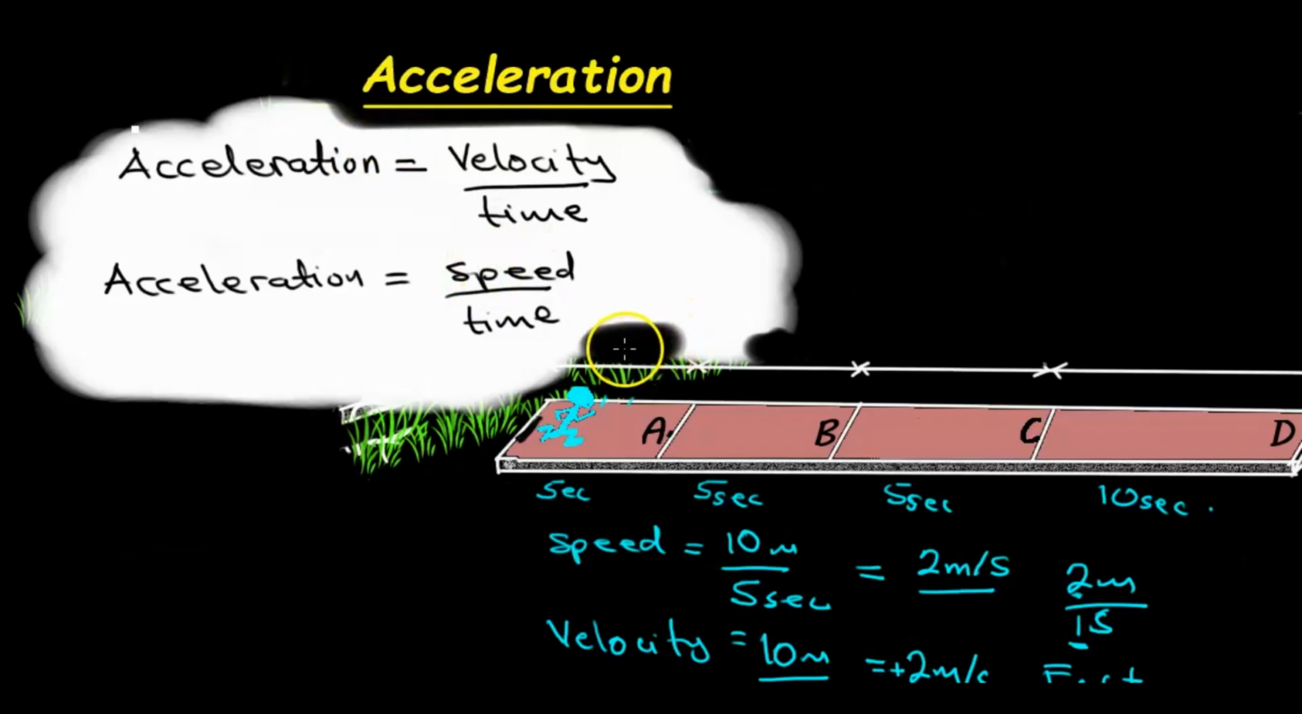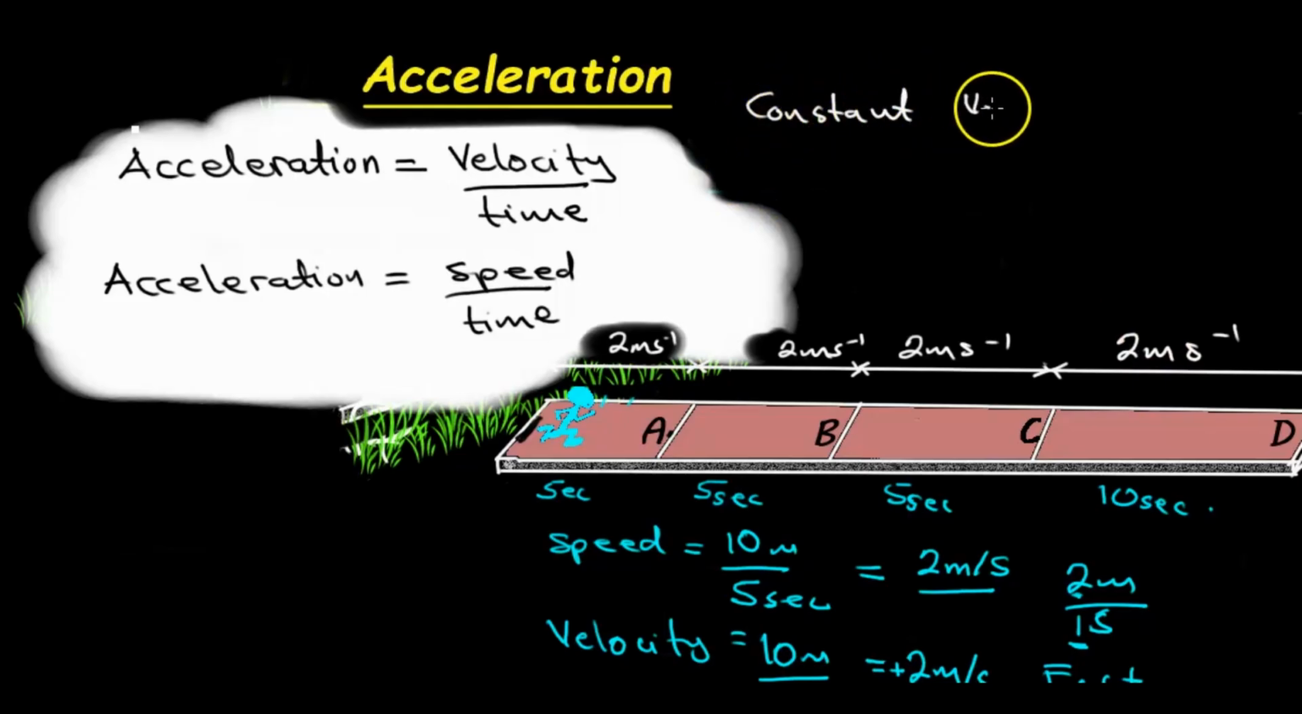Now let's first look at this guy on the track again. Assuming his velocity for this part of the journey is 2 meters per second as we calculated. Here it was 2 meters per second, this side 2 meters per second, and then here 2 meters per second. Now it is clear to us that his speed is not increasing, his speed is not decreasing. So he's moving with a constant speed or a constant velocity. So when speed or velocity is constant, acceleration is equal to 0.